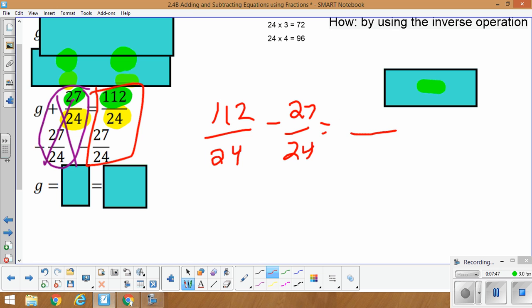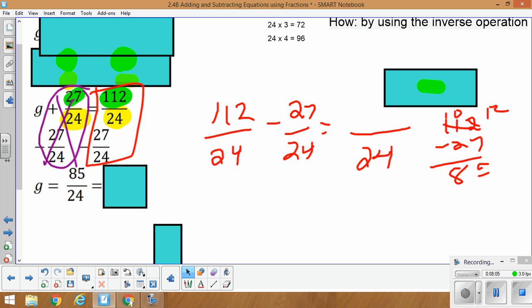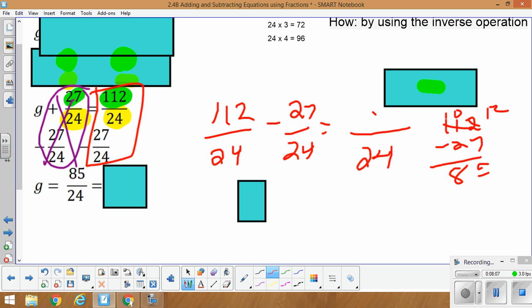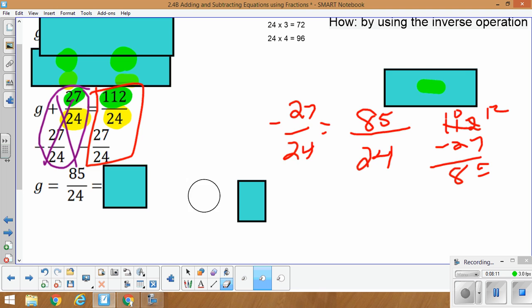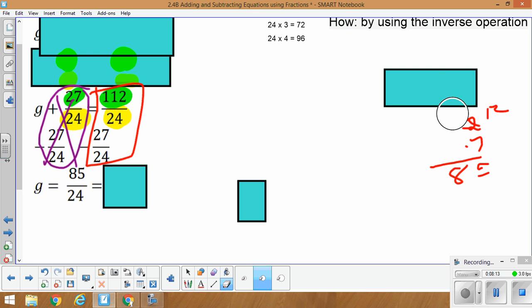Okay, the easy part here is my denominators are 24. The numerators, take 112, subtract 27. Let's see, so 11 becomes 10, this becomes 12, 5, and 8. So we get 85 over 24. Okay, and now we're going to take that and just divide it out to make it a mixed number.